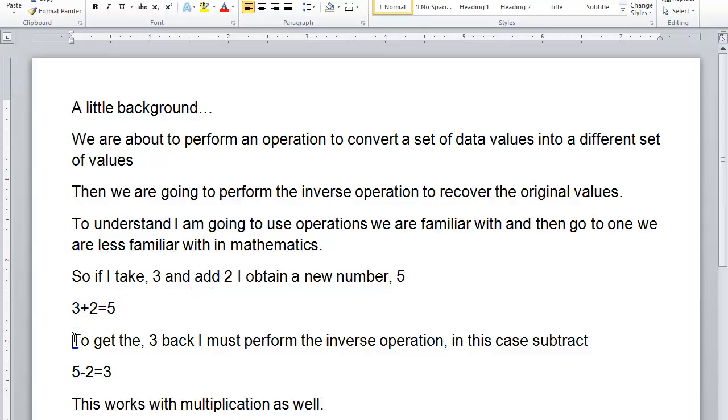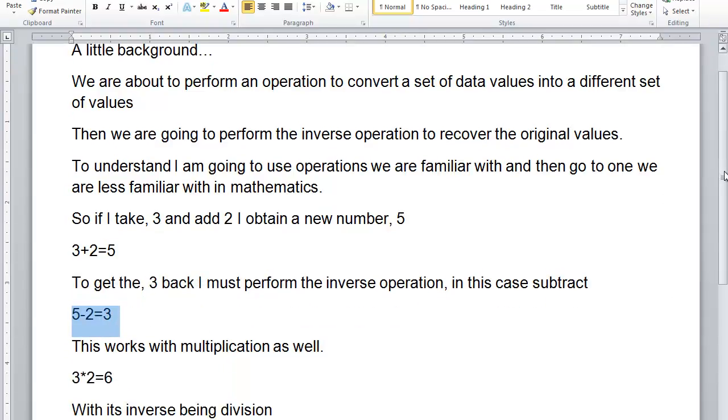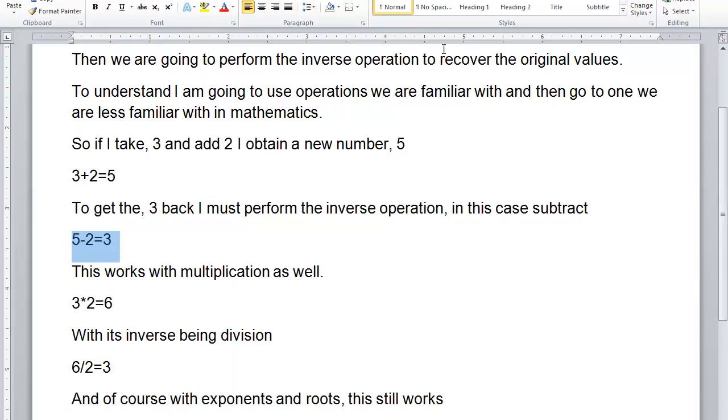We all know that. To get the 3 back, I have to perform the inverse operation. In this case, the inverse of addition is subtraction. So 5 minus 2 is equal to 3. Okay? So the idea is the inverse operation recovers the original values. This works with multiplication as well. If I do 3 times 2, I get 6. And if I want to get the 3 back, with its inverse being division, I take 6 divided by 2, and I get my 3 back. I multiplied by 2, so now I need to divide by 2.